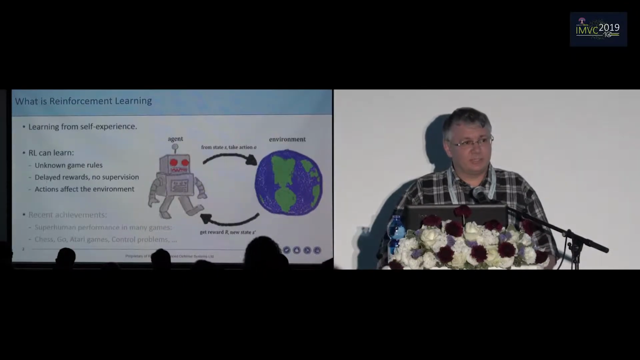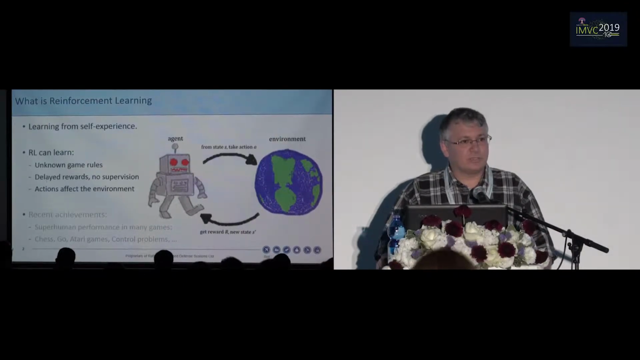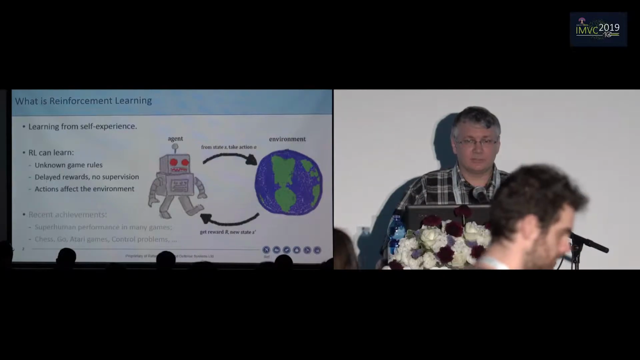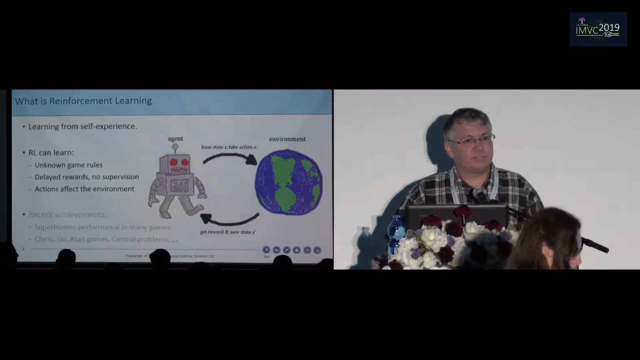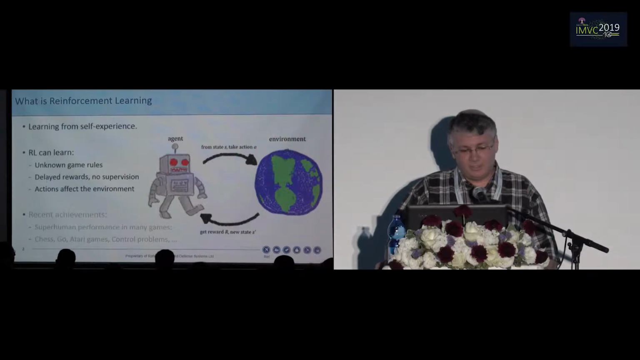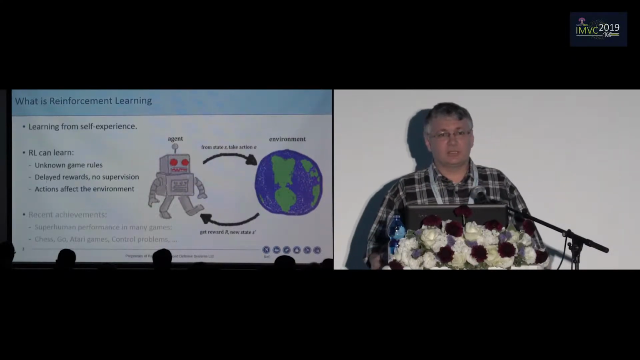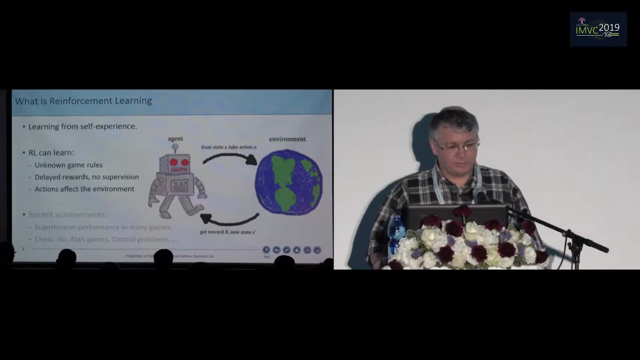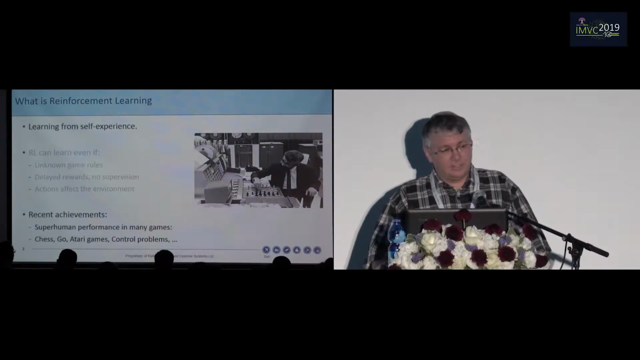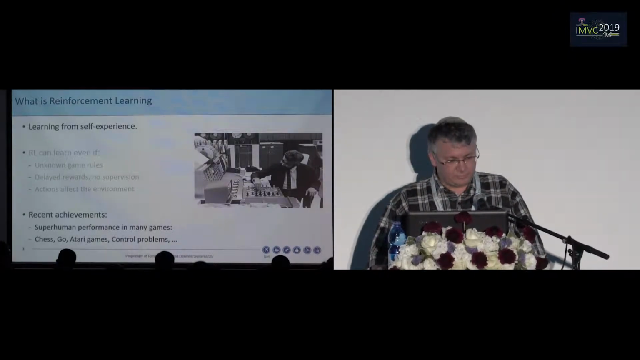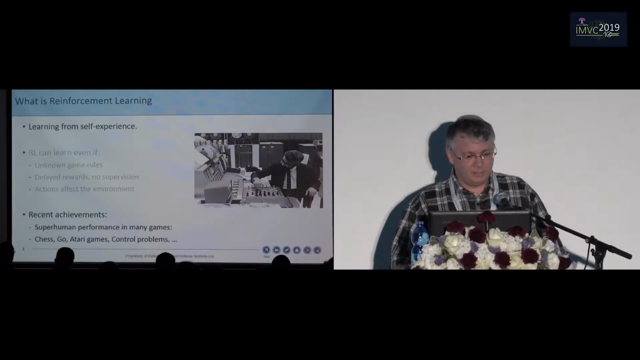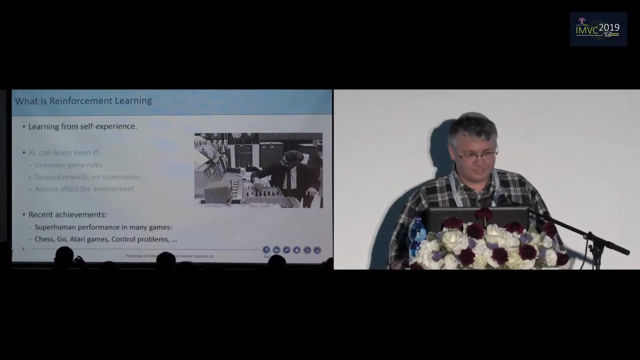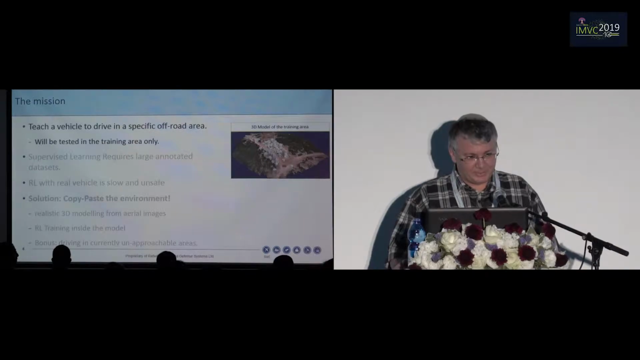So reinforcement learning can learn even if the game rules are still unknown, if the rewards are delayed and even sparse, if there is no supervision but self-supervision, and even if the action makes an impact on the environment itself. In recent years, there have been many achievements of reinforcement learning, superhuman performance in many games like Atari, chess, and some control problems, and I guess you heard about it.